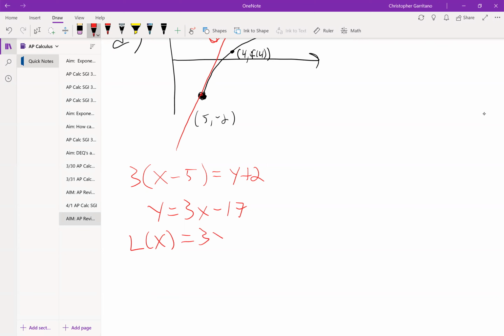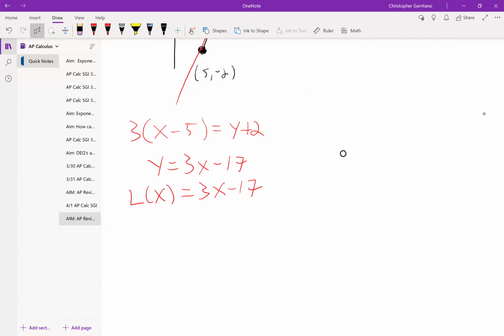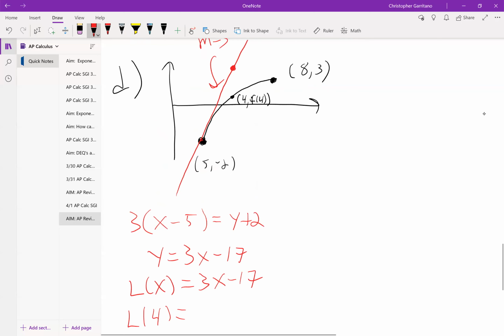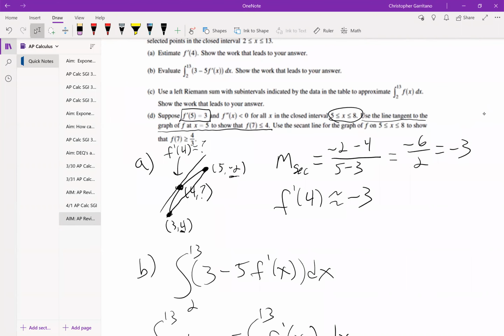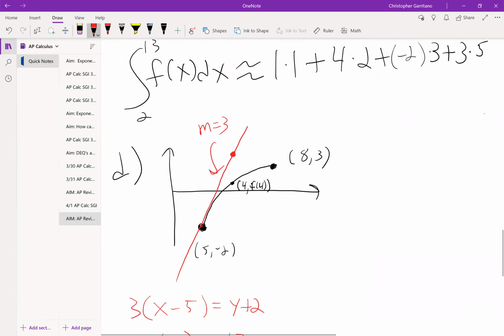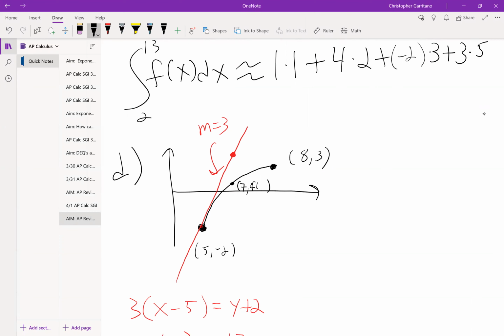So let's just say L of x is 3x minus 17. And I'm going to use this linear approximation to approximate f of 7. Sorry, I'm trying to estimate f of 7, my bad. So let's go back. This is actually the point (7, f of 7). Sorry about that.